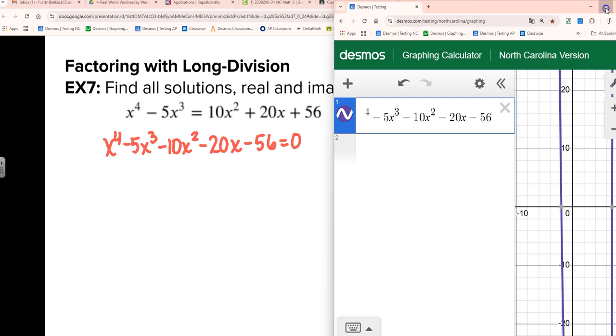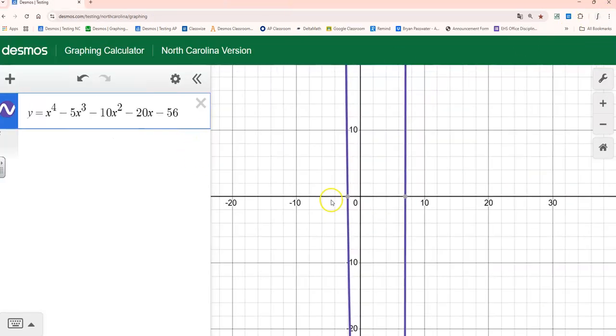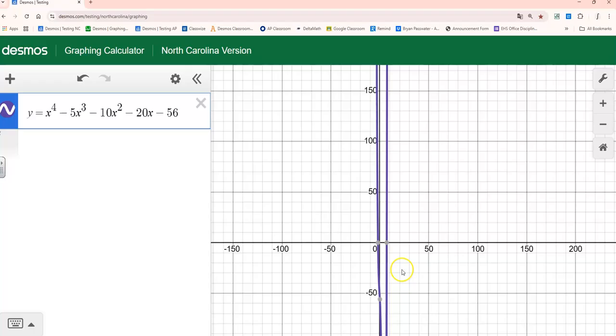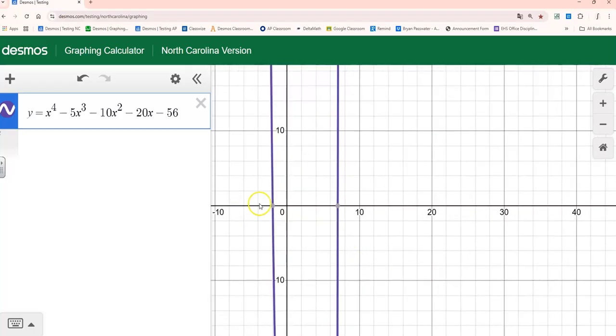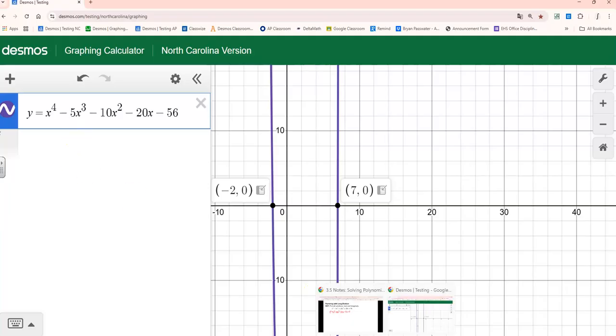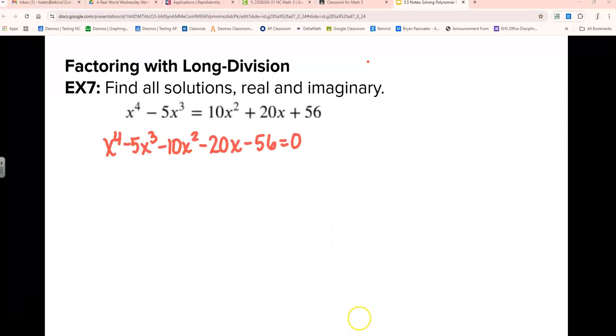Okay, so we are graphing this, and it is looking like I have negative 2 and positive 7. Right? Negative 2 and positive 7. So here is what's going to happen with these. I've got x equals negative 2. I've got x equals positive 7.